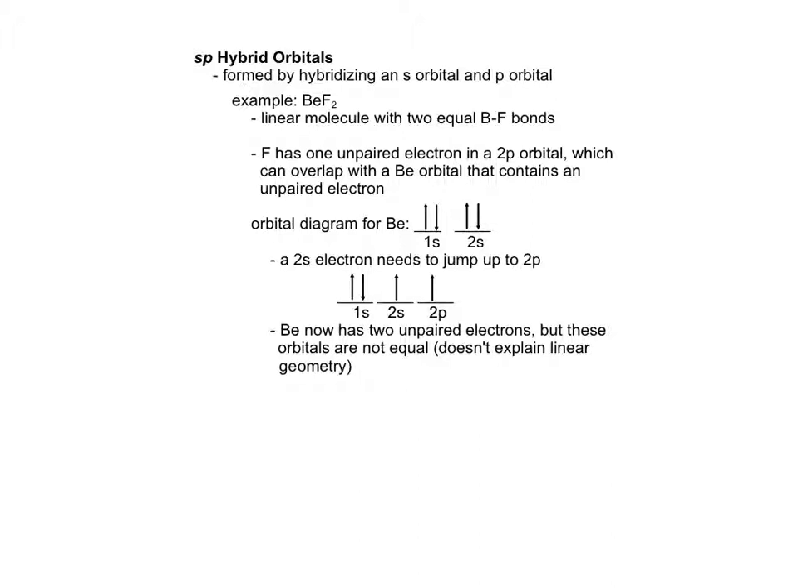But if you look at the orbital diagram for beryllium, this is what you see. Do you have any unpaired electrons? No. So how do we solve this? Well, a 2s electron could jump from 2s up to 2p. We've been talking about that. So beryllium would now have 2 unpaired electrons, but these orbitals are not equal. The s and the p orbitals are not equal, so that doesn't explain the linear geometry. You wouldn't get a linear molecule, which we see experimentally, if this were the arrangement. So something different needs to be going on, right?